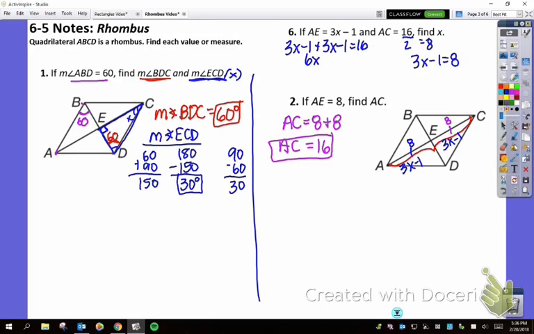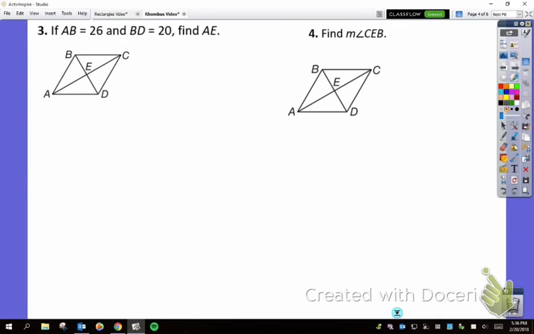Either way, here we've got 6x minus 2 equals 16. We get 6x equals 18, and then divide by 6 and you get x equals 3. You would also end up with x equals 3 if you solved this other one. You would add 1 to get 9, and then divide by 3, which would give you 3. Okay? So, moving right along.